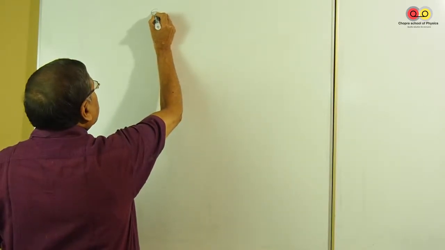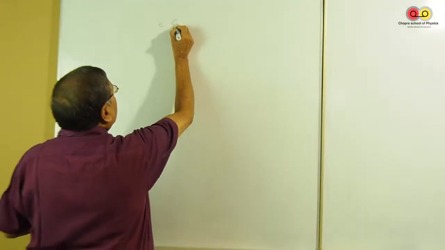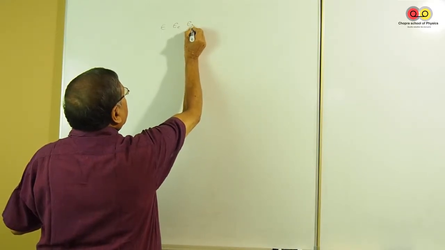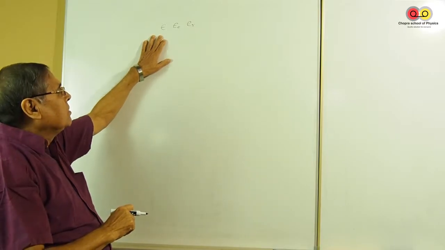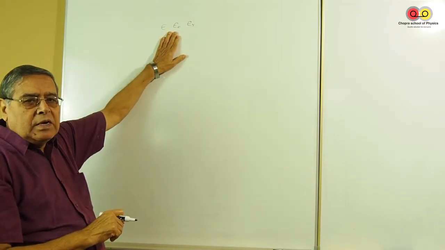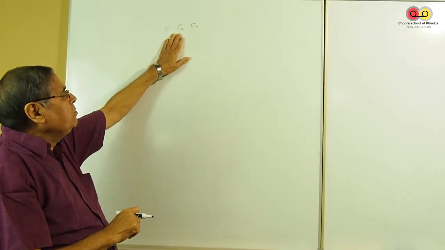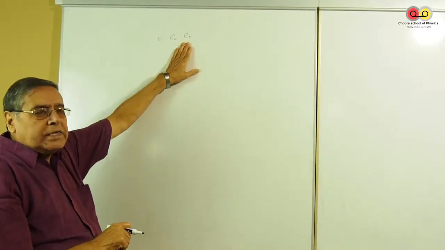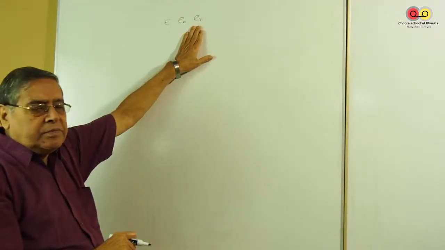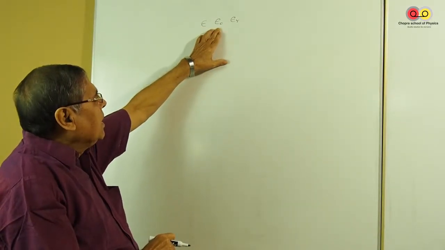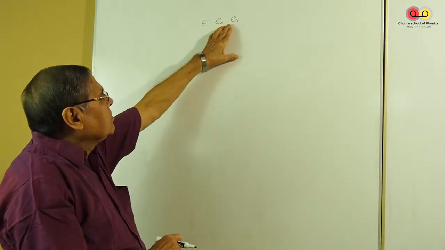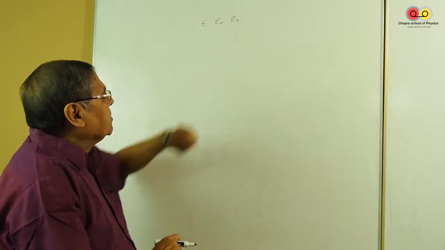Three symbols are taken. These are the three symbols. First symbol is called permittivity. The second one is known as absolute permittivity. The third one is known as relative permittivity. I will repeat: permittivity, absolute permittivity, the relative permittivity.